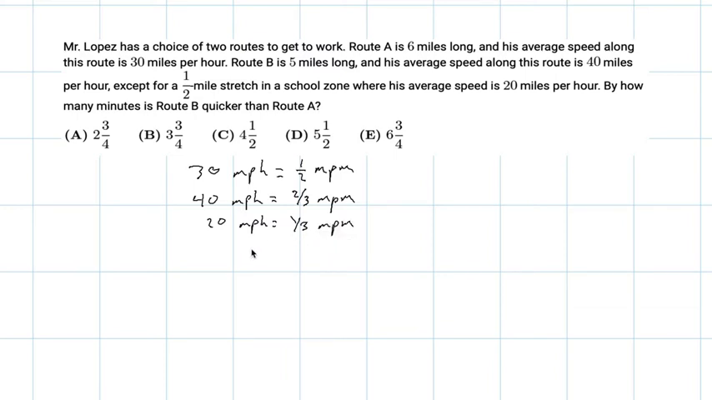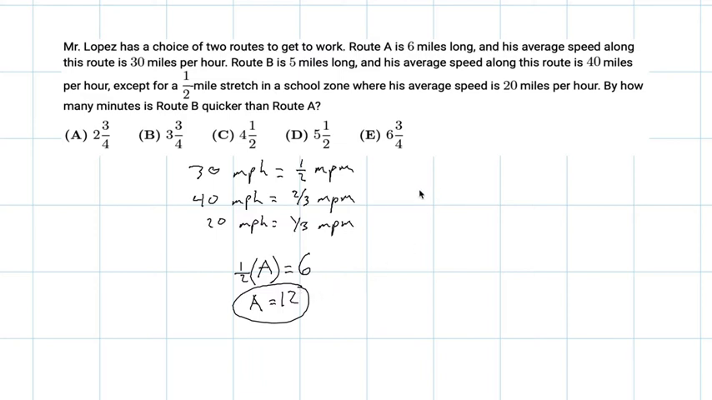So we're going to use rate times time equals distance. Let's say A is the number of minutes for route A. So 1/2 miles per minute times A minutes is going to be equal to that 6 miles long. So A, multiply both sides by 2, is equal to 12.